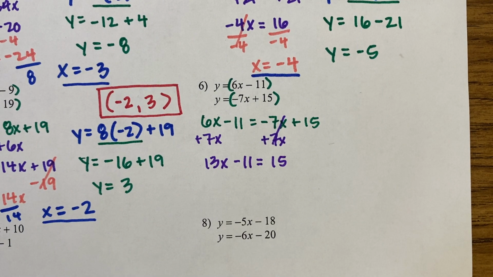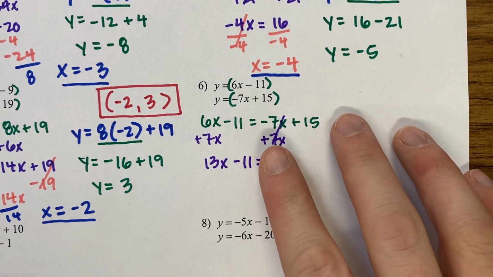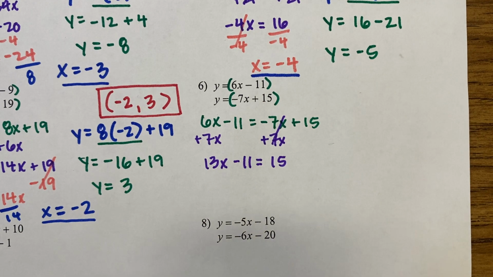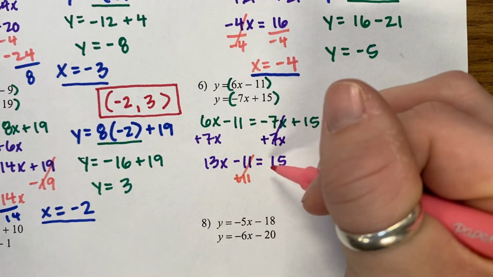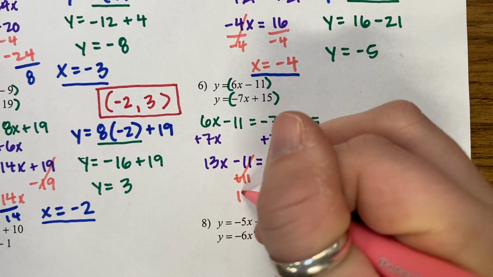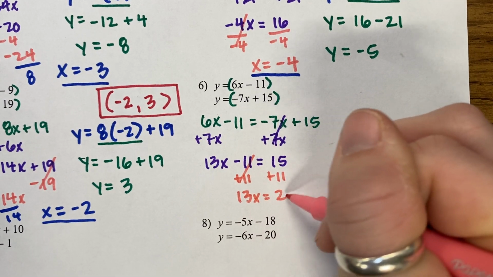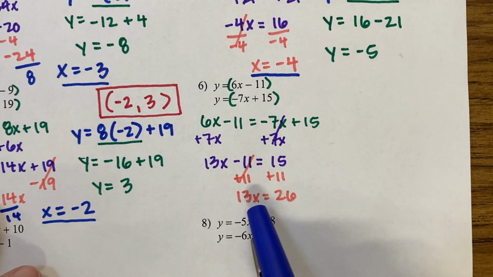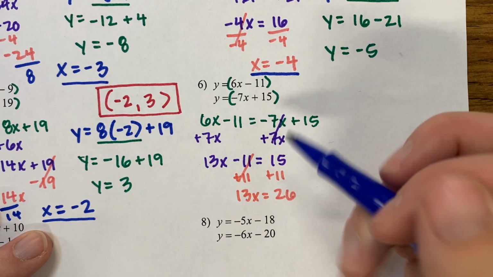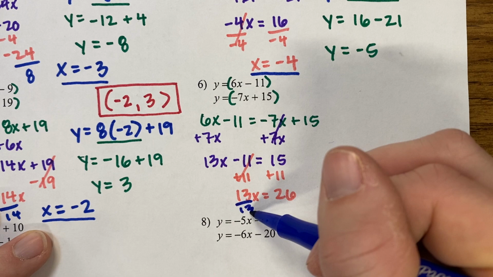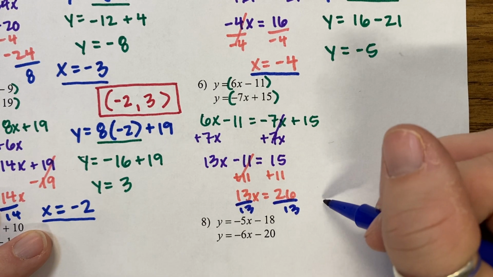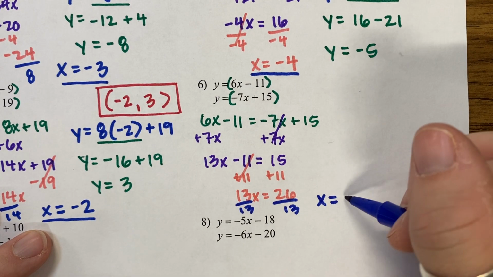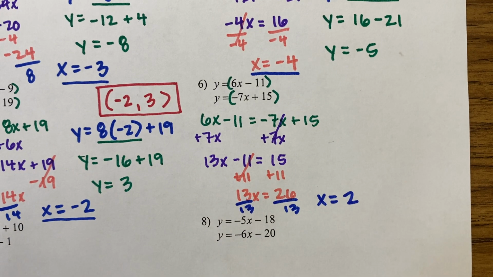Okay, now we can start solving for x, trying to get it by itself. So first thing I got to get rid of is -11. So I'm going to add 11 to both sides. I get 13x is equal to 26. My last step for getting x by itself, opposite of times by 13 is divide by 13. So I know x is equal to +2.